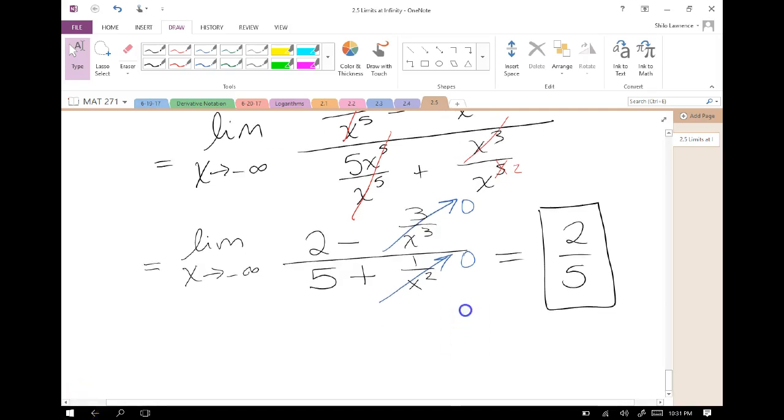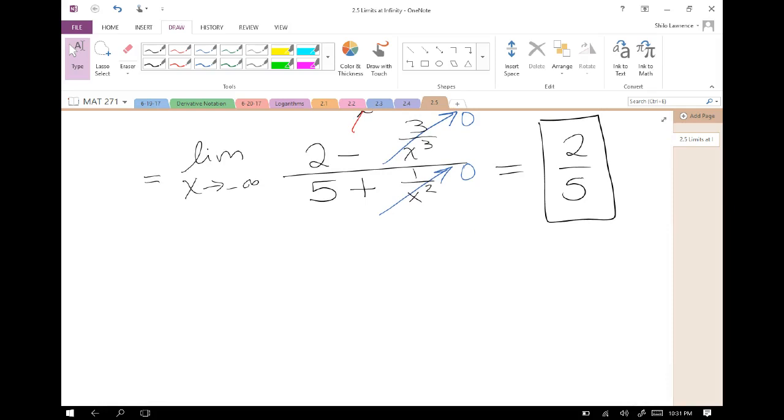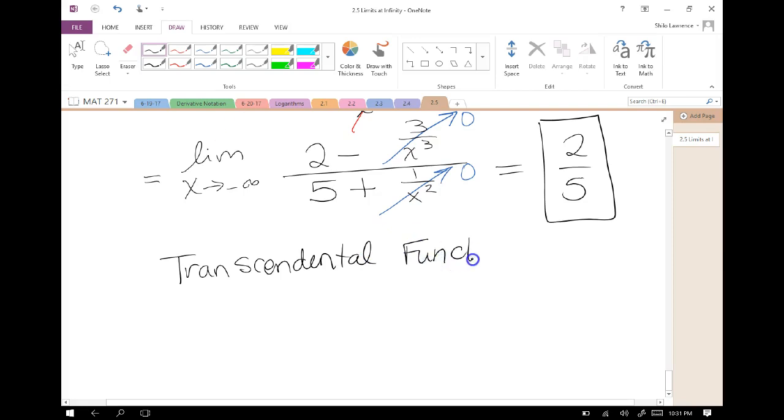The one other thing we need to address really quickly before we wrap up this video are our transcendental functions. Transcendental functions are functions that cannot be written as powers of x.